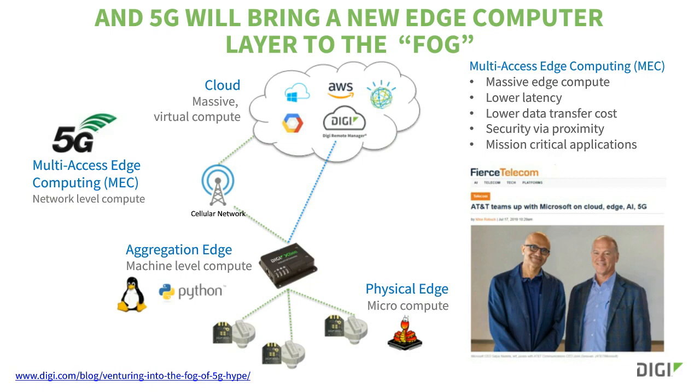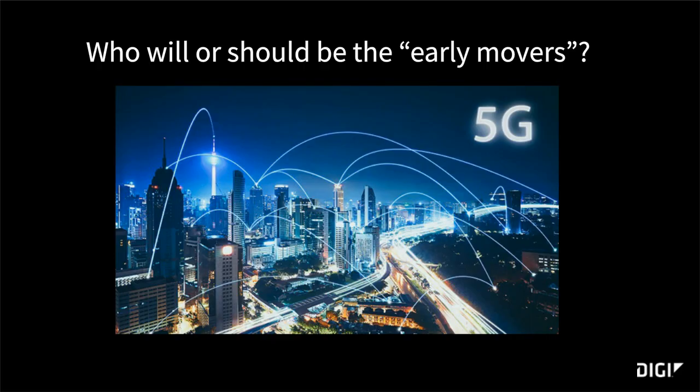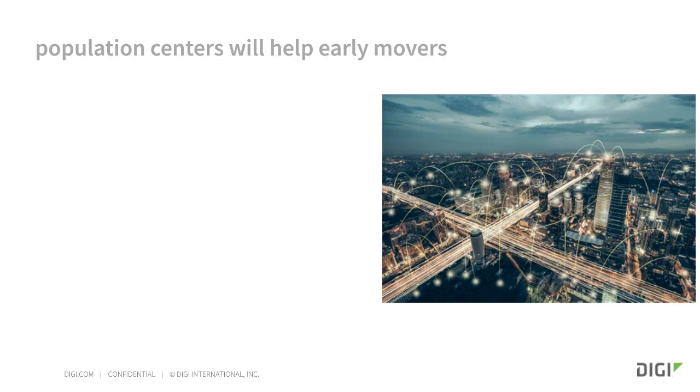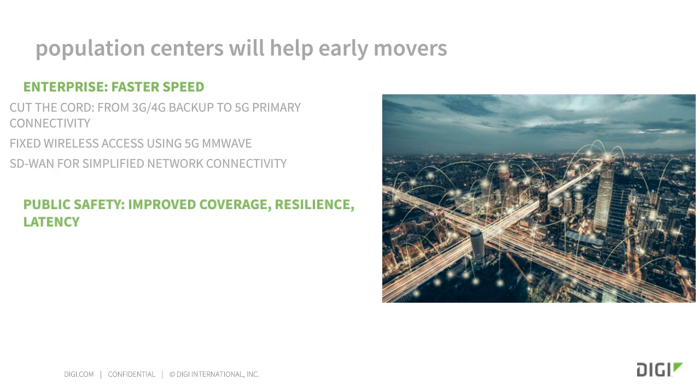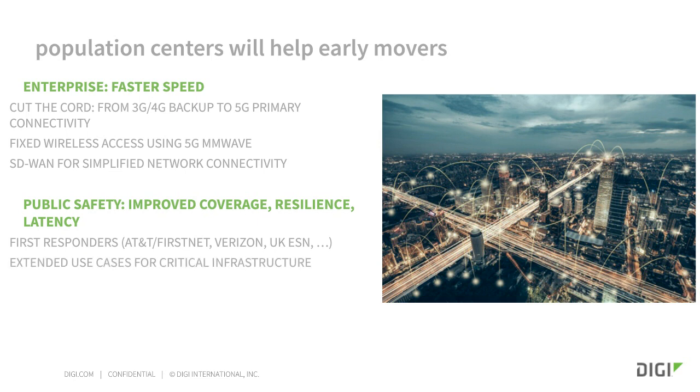So who will be, or who should be, if you're watching, the early movers? Population centers are really going to be helping the early movers. The enterprise, faster speeds, cutting the cord, fixed wireless, SD-WAN, public safety. We're seeing a lot of Cat 18 work in public safety, traffic and transit, improved coverage, resilience, latency. The first responders, of course, will be a key part of this. With FirstNet, infrastructure will be very important.